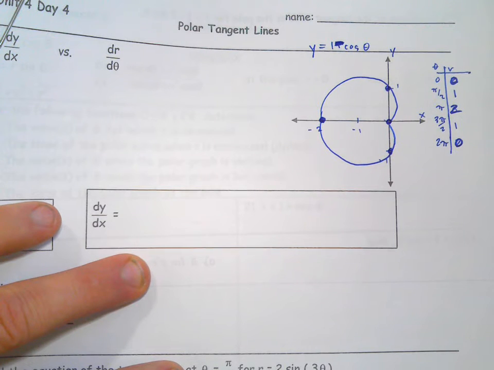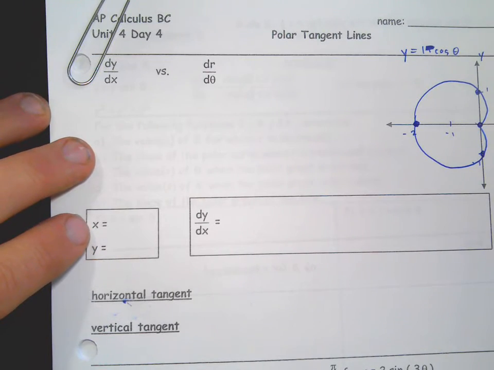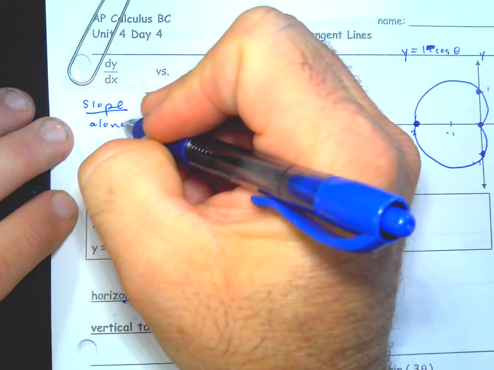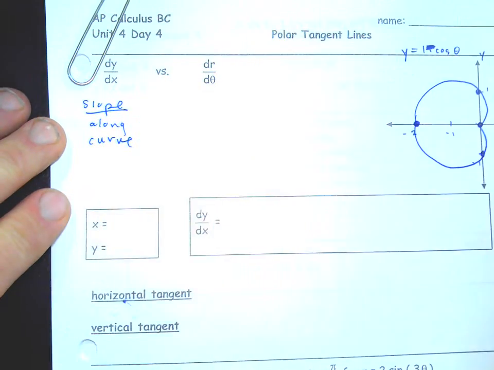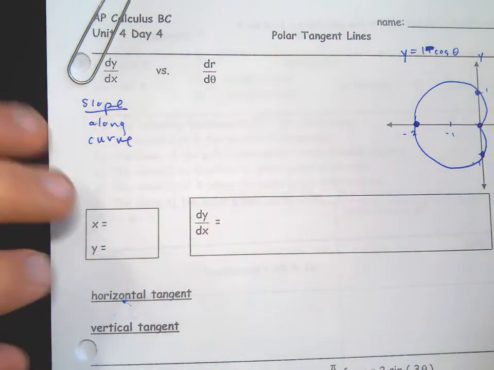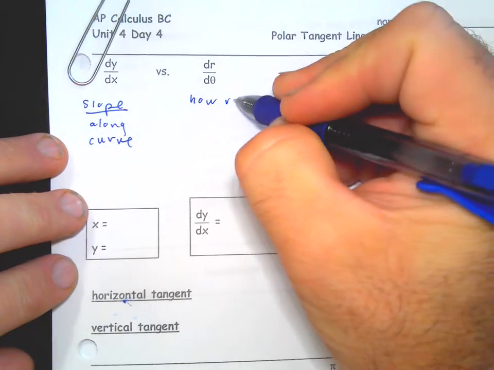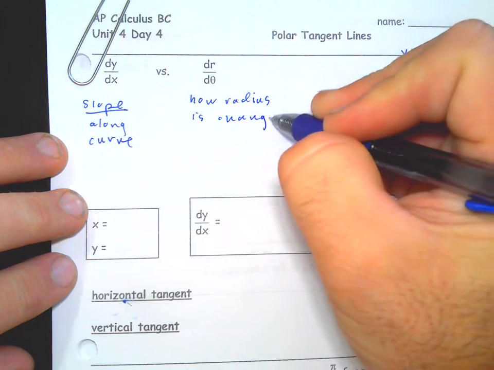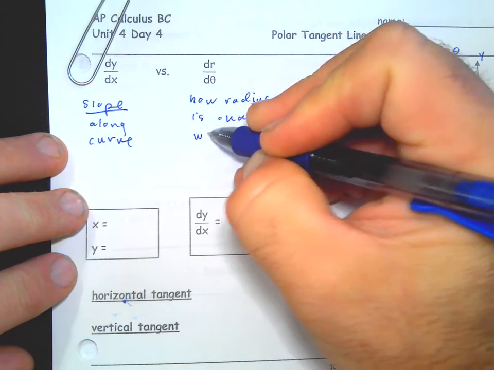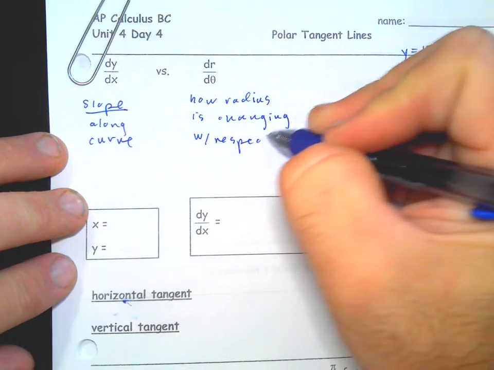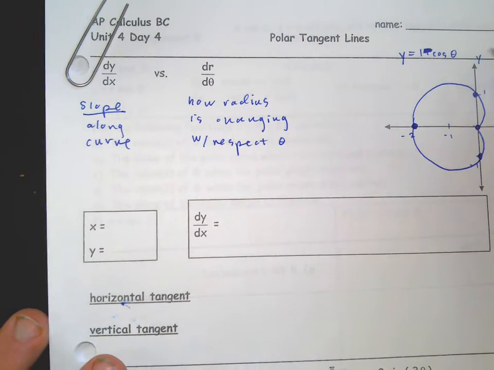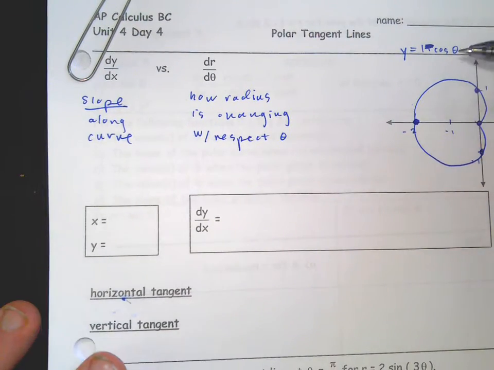So we're talking about dy/dx in the last lesson, and dy/dx is simply the slope along the curve, just like it always has been. And dr/d theta is how the radius is changing with respect to theta as theta changes. So you can just look at the slopes, and I'll come back to that in a second.